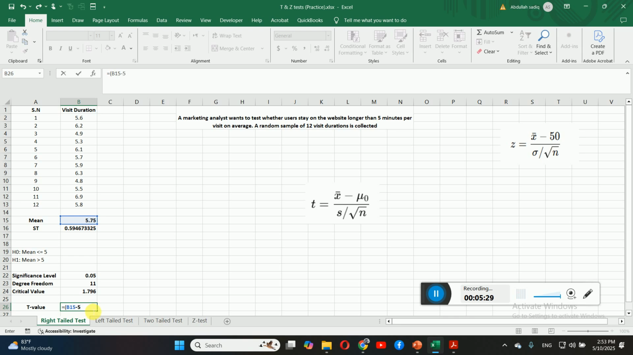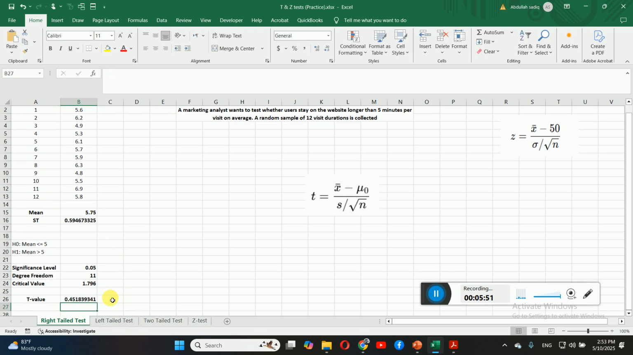Okay, 5, and then you should divide it by the standard deviation, which is s, right? So this is the standard deviation. Take this in brackets for more clarity. This standard deviation should then be divided by the square root of n. This is n. Very simple, dear students. Just press enter, you have a t value.